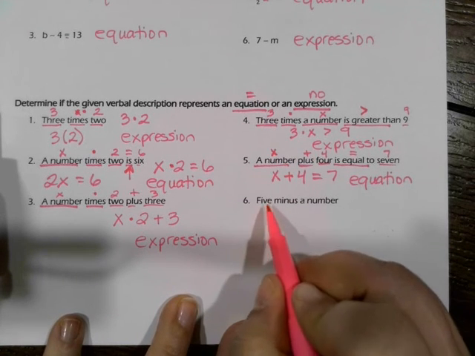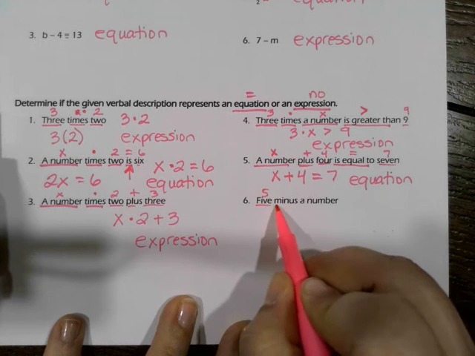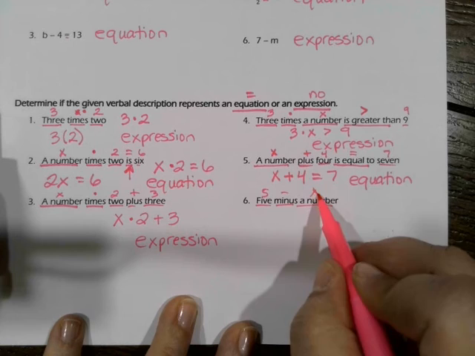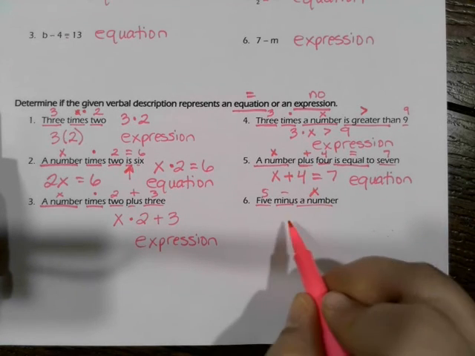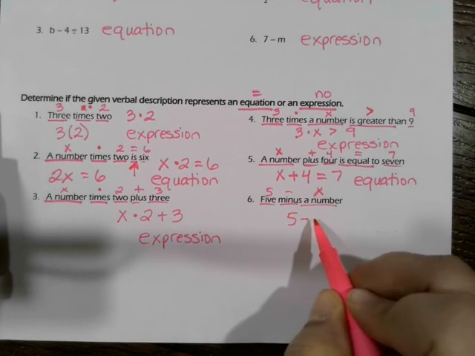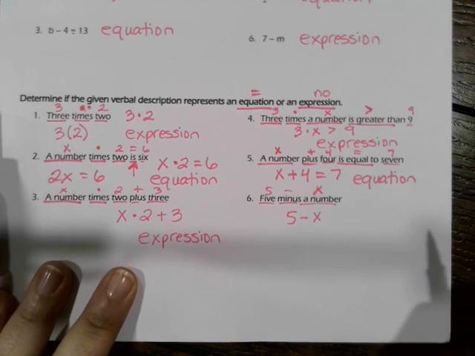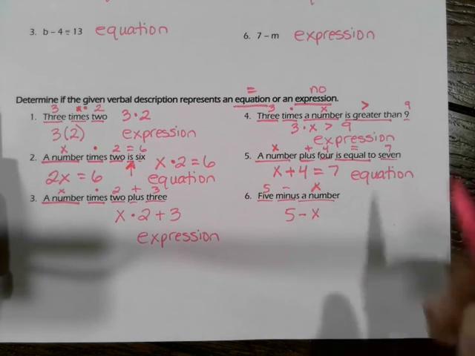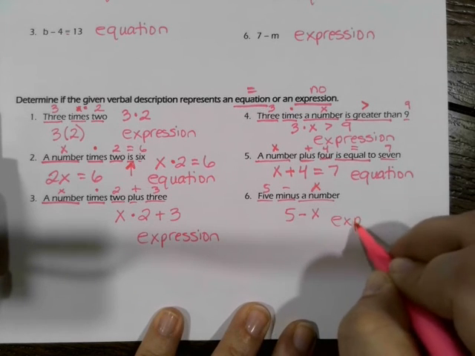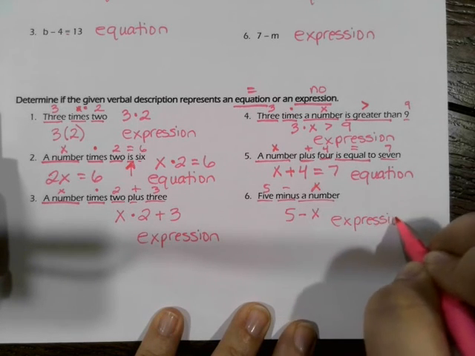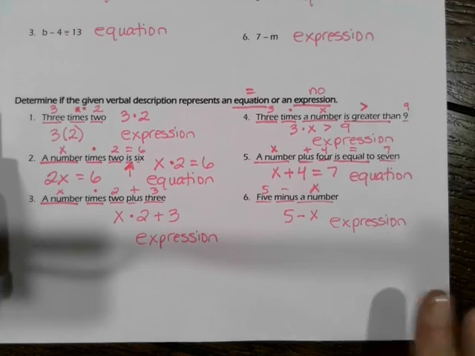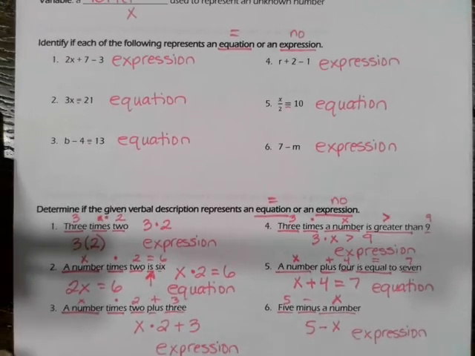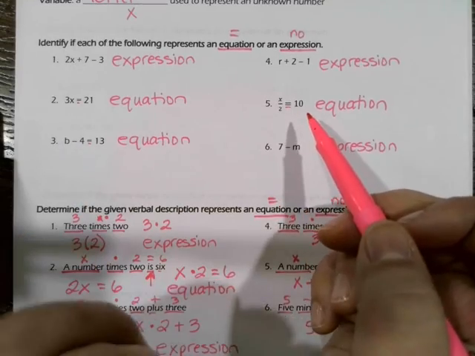And then here on the last one, we have 5 minus a number. Don't know what that number is, but we know it's something. So 5 minus a number, x. There's no keyword representing an equal sign, so this is an expression. And that's it, guys. Pretty simple, pretty straightforward. These are really simple. You just have to look for an equal sign or no equal sign.